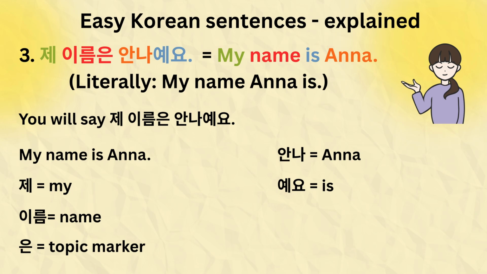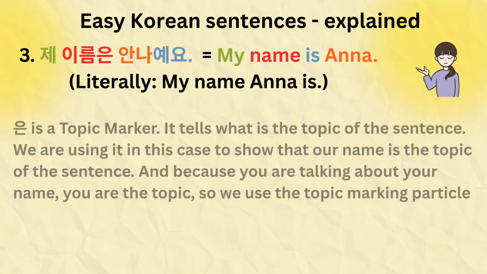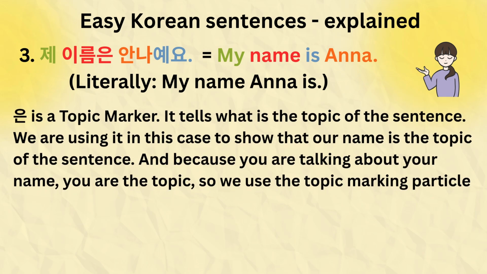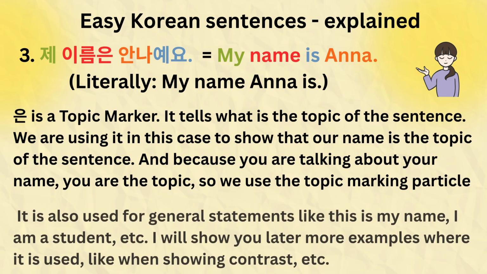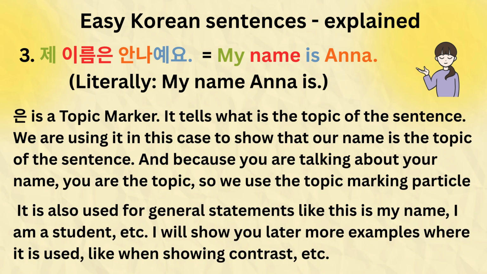Then we have 은, and that is a topic marker. It tells what is the topic of the sentence. We are using it in this case to show that our name is the topic of the sentence. And because you are talking about your name, you are the topic, so we use the topic marking particle. It is also used for general statements like this is my name, I am a student, etc. I will show you later more examples where it is used, like when showing contrast, etc.